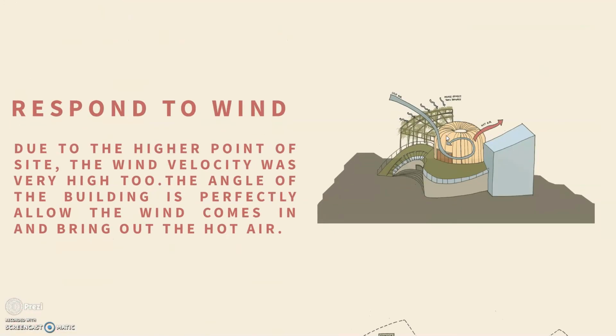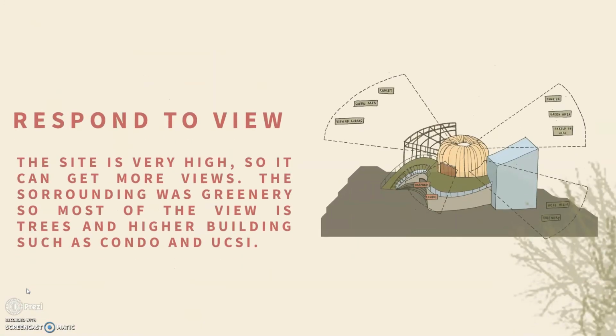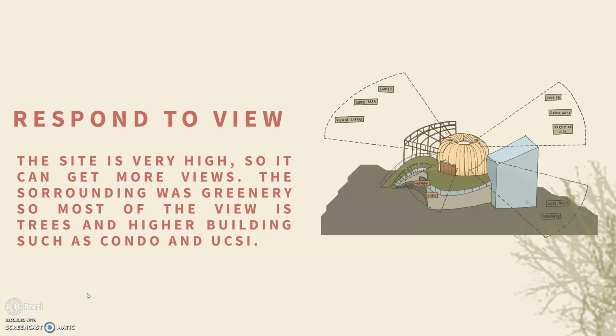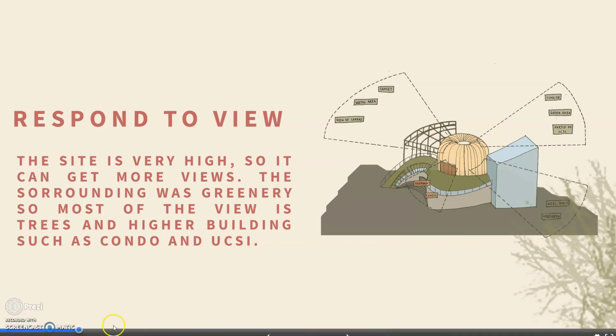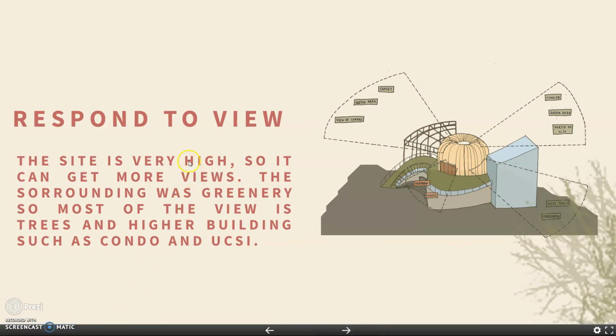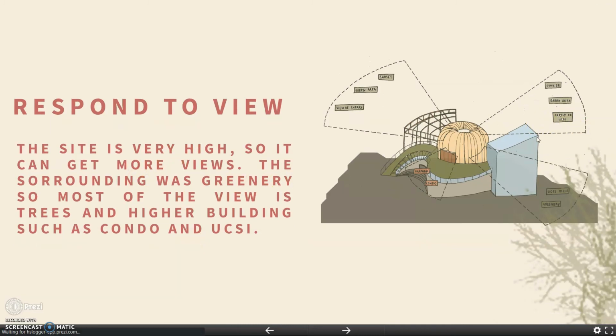When responding to the wind, due to the higher point of the site, there is higher wind velocity too. The angle of the building perfectly traps the cold air and filters out the hot air. In addition, the dry seaweed creates more effect when the wind comes through it. When responding to the view, the site is very high, so it can capture a better view. The surroundings of the site are covered with greenery, so most of the view is of trees and the highest buildings such as condominiums and the UCSI next to the site.